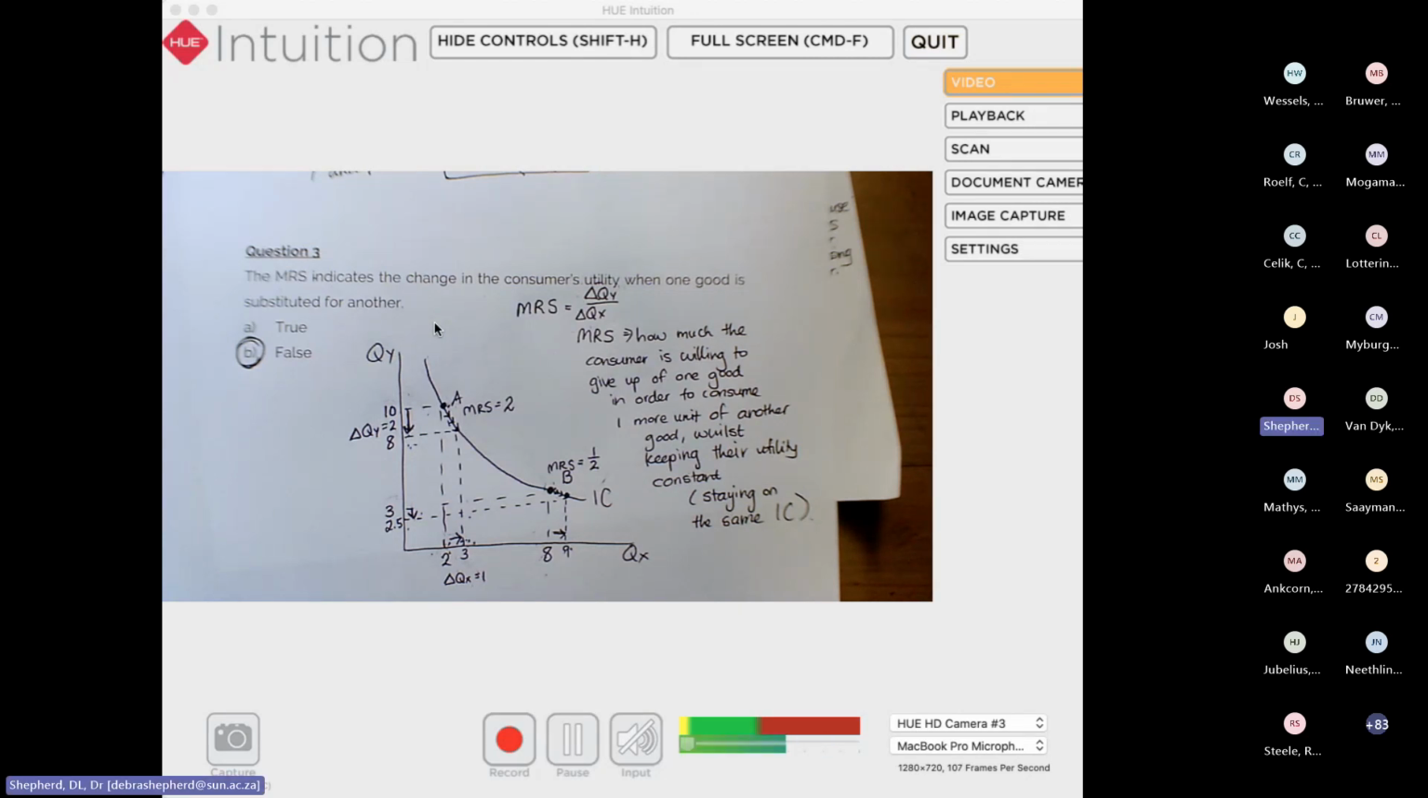Great. No, it's totally fine, Ms. Mbatha. These are the types of mistakes we make in revision so that we can see how not to repeat them in a test. Yes, Mr. Zelik, you need to maintain the same level of utility. Perfect. So utility is not changing with MRS.